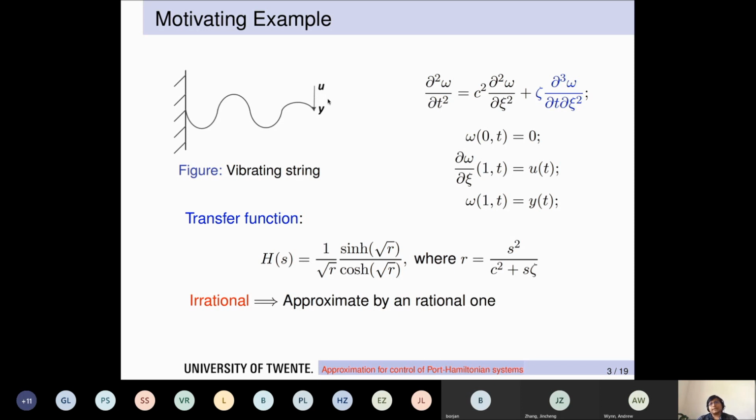So by selecting this input and output, we can compute the transfer function for this system. And we see this transfer function is an irrational one. Since most practical controller design is based on rational transfer functions, we would like to have an approximation of the irrational transfer function by a rational one.